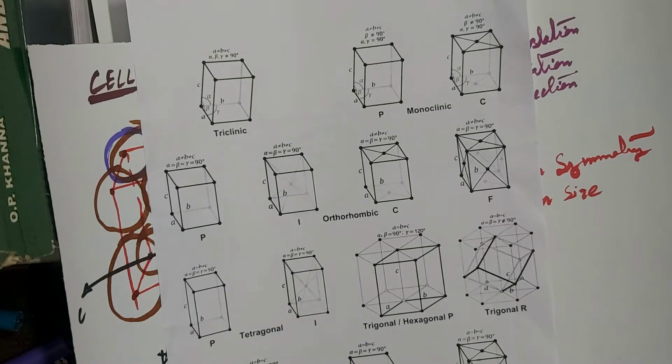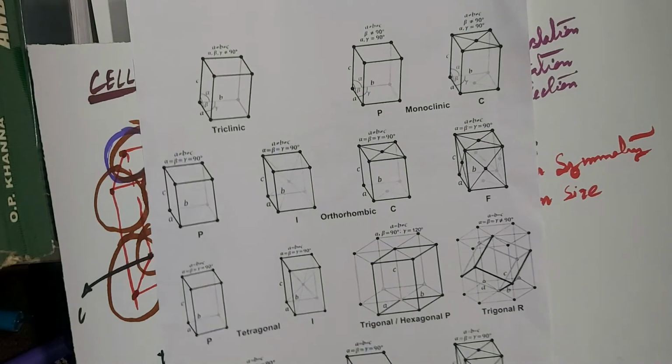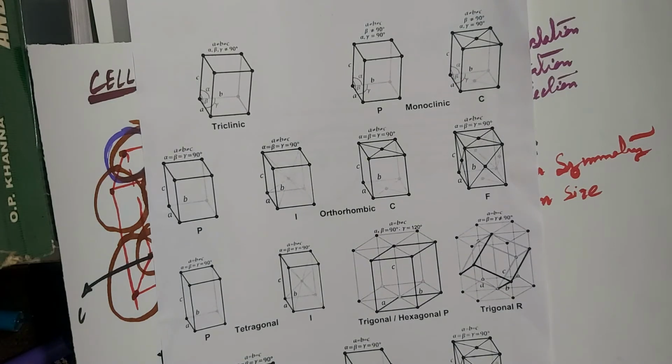These are the 14 different space lattices, Bravais space lattices, which belong to 7 crystal classes. So what are the 7 classes?